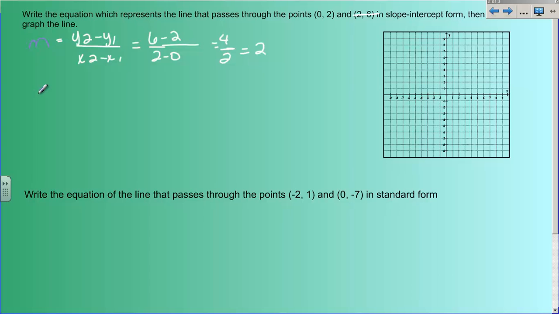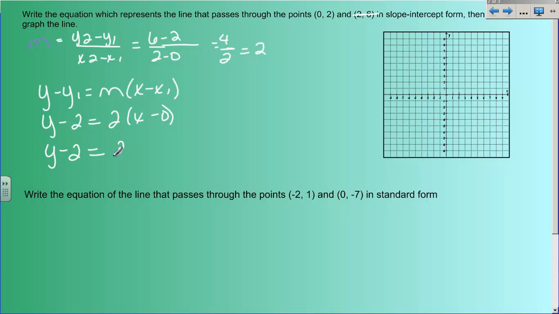So I'm going to go back to that formula from yesterday, this one. And I'm going to plug in my slope that I just found plus the point I decided to use. I always use the point that has a 0 in it if there is one, because it makes my life really easy. Multiplying by 0 is always simple. So I have y minus 2 equals 2 times x minus 0. And then the next step is to distribute. So this gives me y minus 2 equals 2x minus 0.